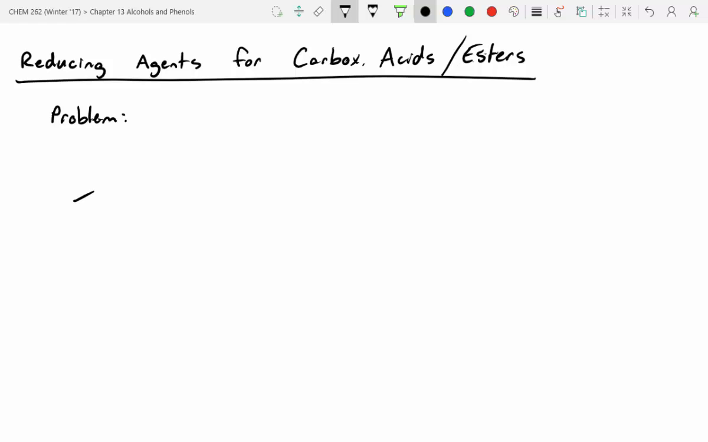Let's say we've got this ester and we throw sodium borohydride at it and some sort of alcohol solvent. We get no reaction. Sodium borohydride doesn't have enough oomph to actually drive this reaction in the forward direction. So we've got to change the reagent that we use.